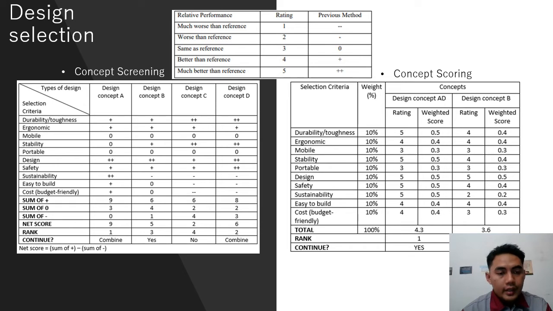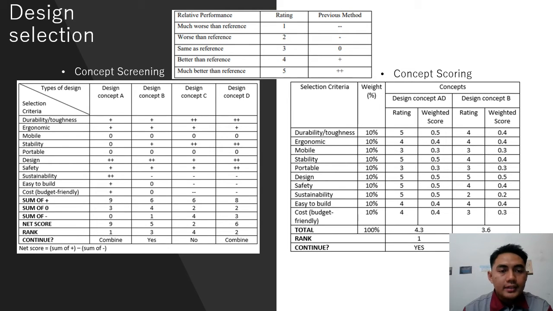And I'll evaluate and put the value, sum of plus, sum of 0, and sum of negative, and I get the net score, and I rank each design, and I will get who is the best, and I can combine the design to upgrade to the better design. And same as the concept scoring, which is I put the selection criteria, weight, concept A and D, which I get from the concept screening.